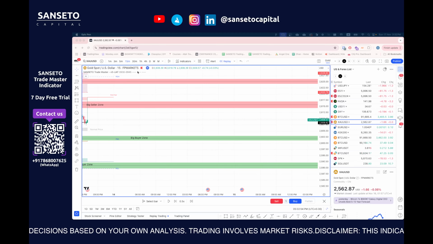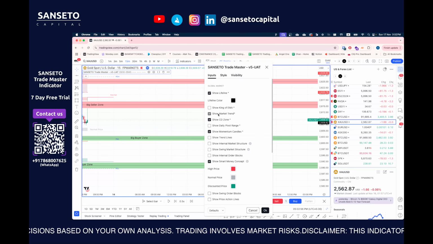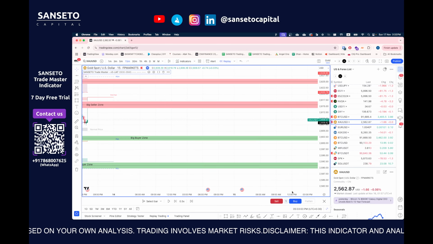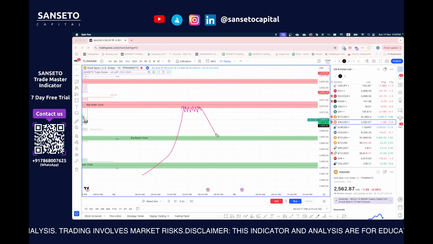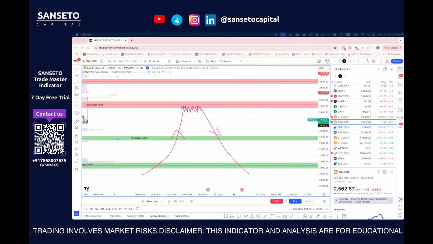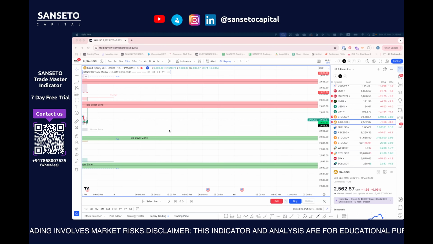Also, we have enabled a new feature called the market trend. This will give you the direction which side the market is going. If the trend is completely upper, you will be looking only at the buy position. If the market trend is flattening, you will either be out of the trade or you will not take any trade. And if the trend is completely downside, you will be looking only at the sell side trades. This is how it is. We have to keep it simple. What is SANSETO Capital? Trading can be simplified.